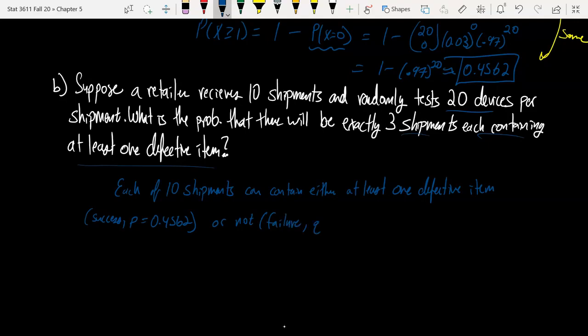With failure probability q equal to 1 minus 0.4562. What is 1 minus 0.4562? Need a calculator. That was too far away, I had to go up and grab that. 1 minus 0.4562, I've got 0.5438. There we go.